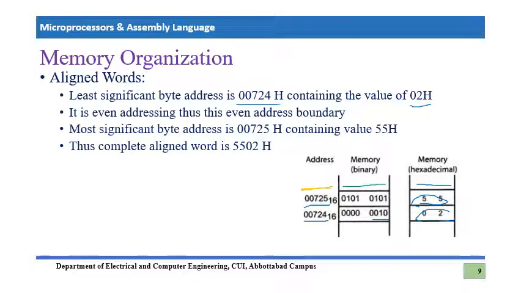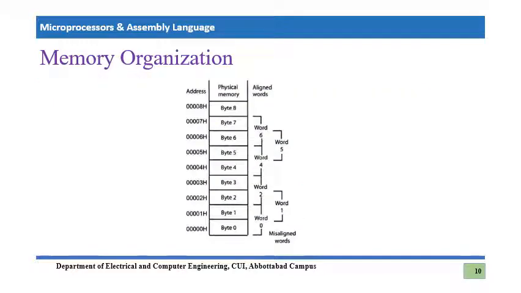And the thing to be noted here is that it is going to be an aligned word. Why is it an aligned word? Because it is stored at an even address boundary. I hope you have understood the concept.